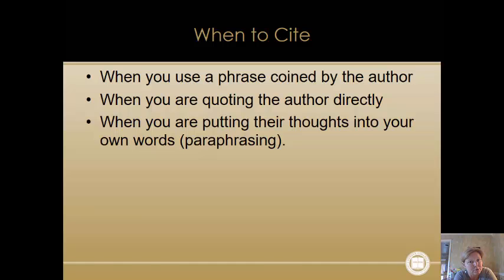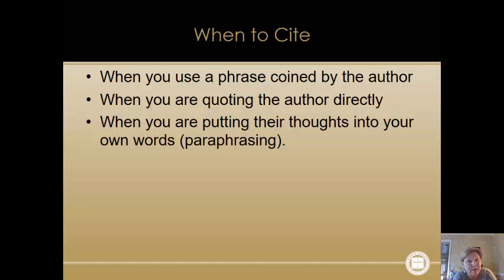So you want to put quotations around the usage, or you may simply italicize it to denote that this is a phrase that is coined by the author. Also, when you are quoting the author directly, obviously you want to cite the page, or in this case you will just use the last name of the speaker in parentheses at the end of your sentence. Also, and most importantly, when you are putting their thoughts into your own words.